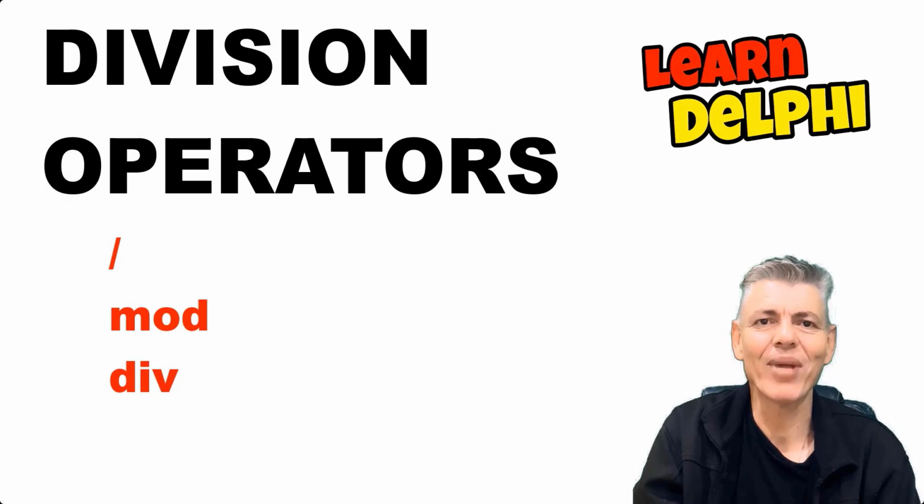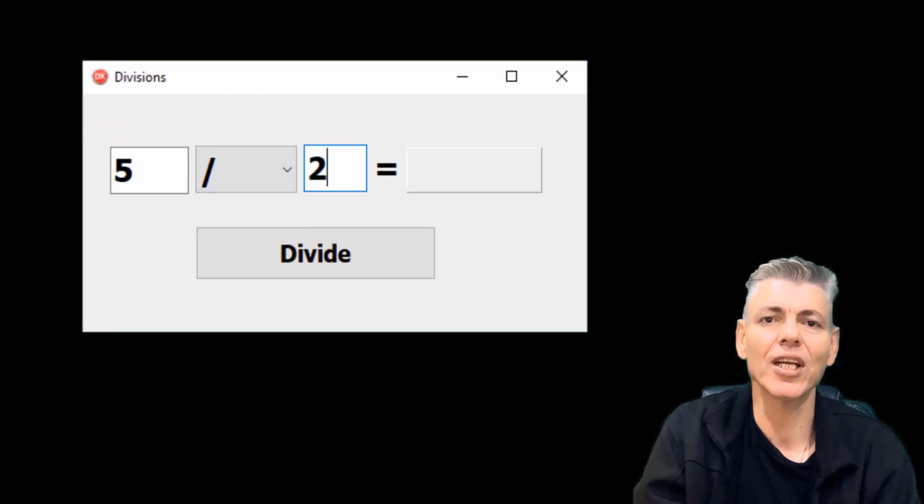When we do divisions in math, we often get fractions. Sometimes we need to get a remainder instead of a fraction. Or sometimes we only want to know what the whole number is after performing a division. In this video, you will learn how to work with different division operators. I will demonstrate the concepts in this project that you can create with me.